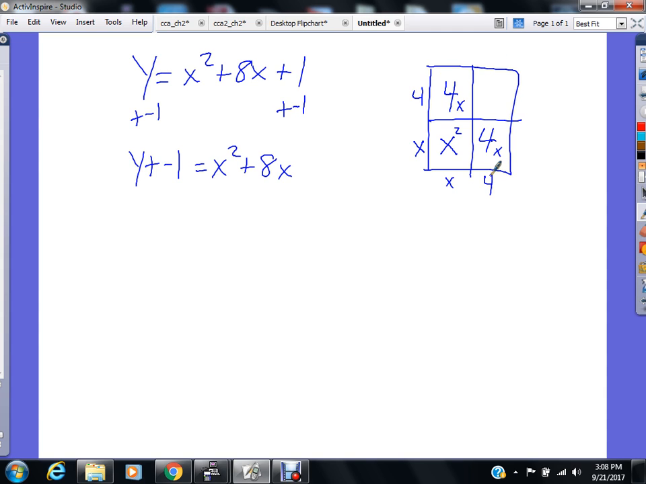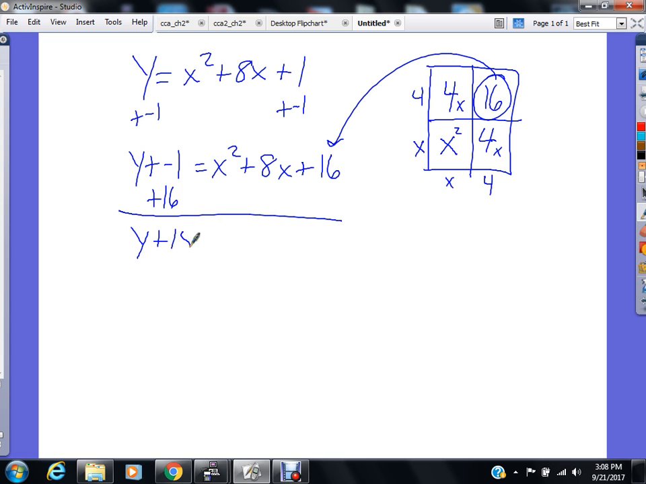Now I need to complete this square. I have to complete the square by filling in this square right here. What I'm going to fill it in with is 4 times 4, which is 16. So now I need 16 in this spot. So I'm going to take that 16 and put it over here, plus 16. But for everything to stay in balance, I have to go over here and add 16 as well. Okay, so I add 16 to this side, and I add 16 to this side. So in doing that, now I have y plus 15 is equal to x squared plus 8x plus 16.